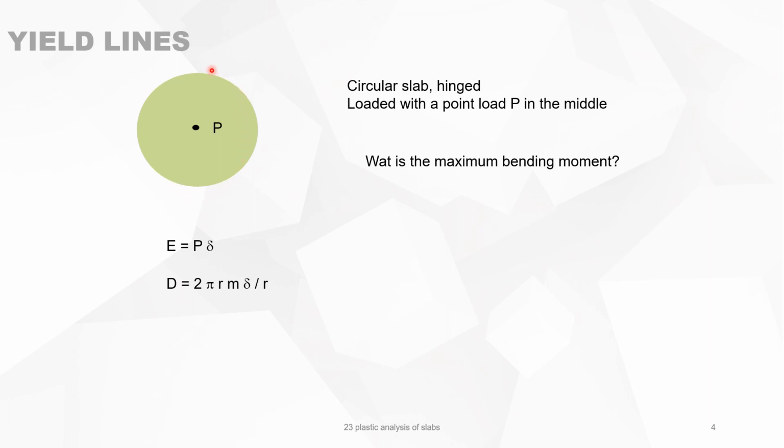So it means that every yield line projected to the axis of rotation gives a total length of all the yield lines equal to the circumference of the circle, which is 2πr, where r is the radius of the circle. So D is the plastic bending moment m times 2πr times theta, which is delta divided by the maximum distance, which is r. E equals D gives us that the bending moment is the total load divided by 2π.